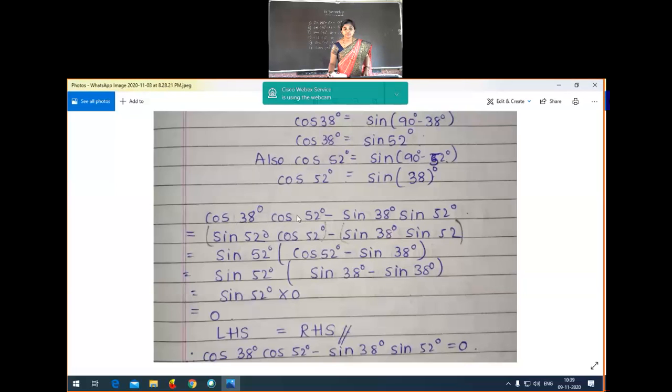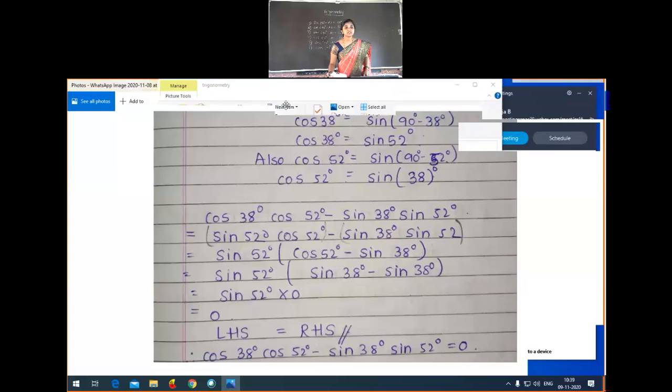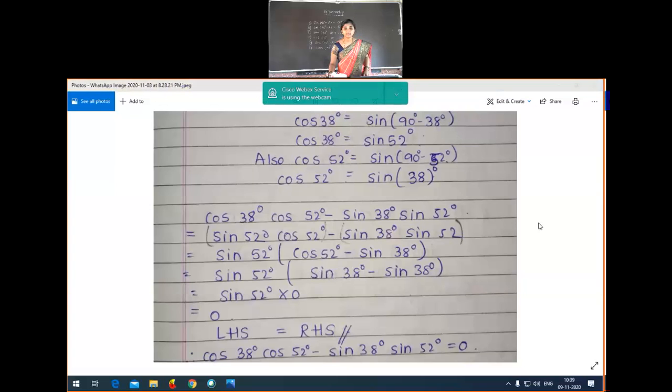So, cos 52 we have kept as it is. In this step, cos 52 we substituted as sin 38. Is that clear, students? This is the explanation part for the second problem.